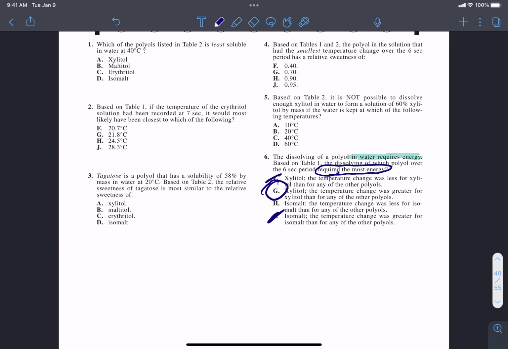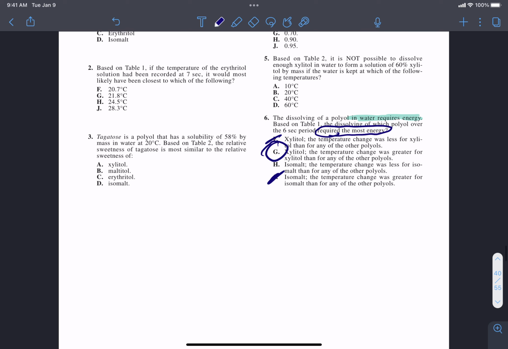And if you think about it logically, if you are losing a lot of energy, if you're releasing energy from your body, you're going to be lowering your temperature, because energy is related to heat. Heat is related to energy. Energy is related to temperature. That's the main concept that you kind of need to know about this.